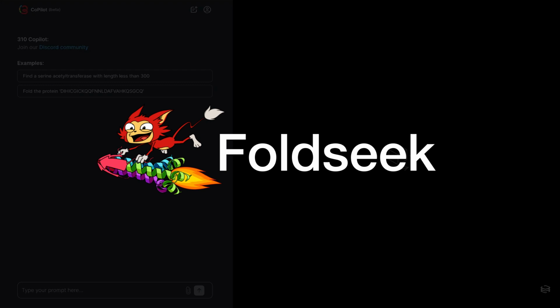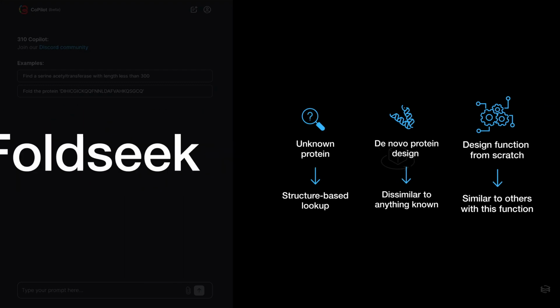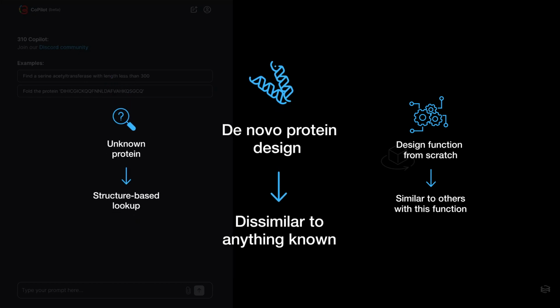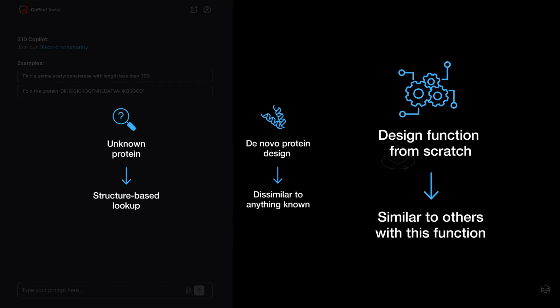Why might you want to do a structure-based lookup? Well, first, if you have an unknown protein and a sequence-based search didn't find anything interesting, you might want to do a structure-based lookup to figure out what your unknown protein does. Second, if you're trying to design a truly de novo protein, you'll want to show that it's structurally dissimilar to anything known. Third, if you're trying to design a particular function from scratch, then you'll want to show that it's structurally similar to a protein with that known function.